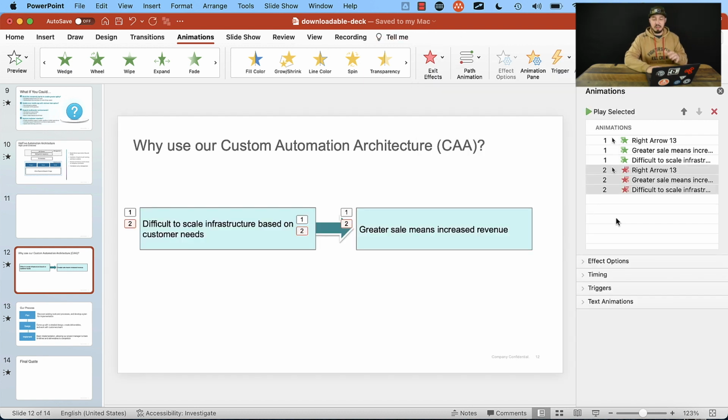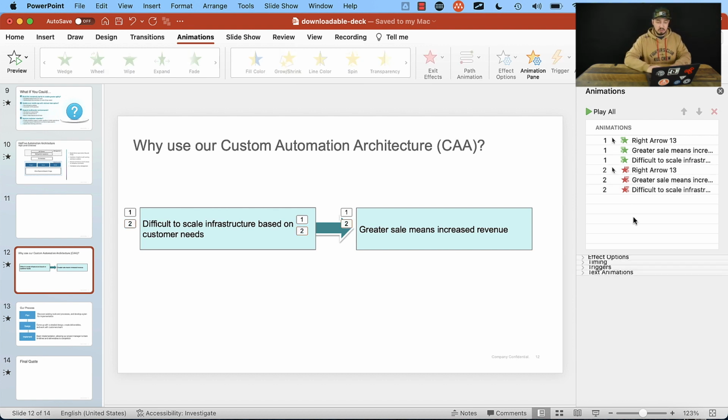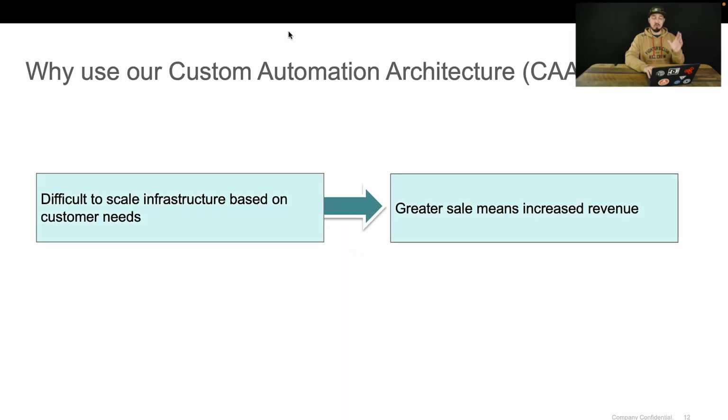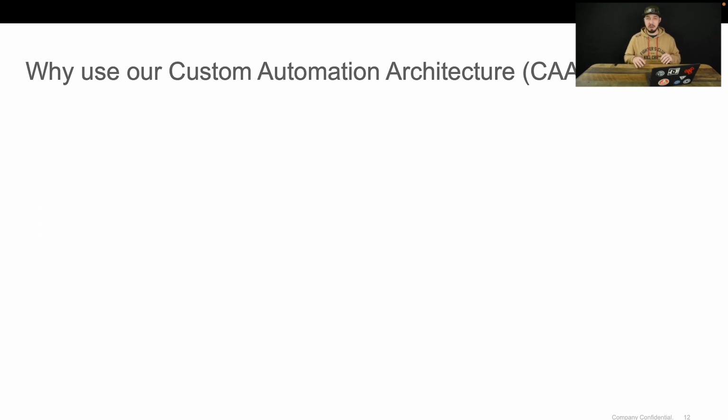So now we see that in the animation pane, it looks almost exactly like it did before, but instead of these green stars, we have red stars showing us that it's an exit effect. So from there, we can then go ahead and preview it, and we see next brings all of those items on the screen, and hitting next one more time fades them out with that exit effect.